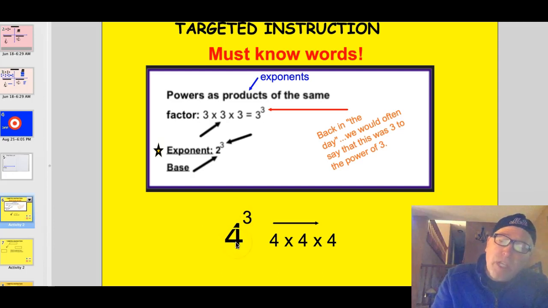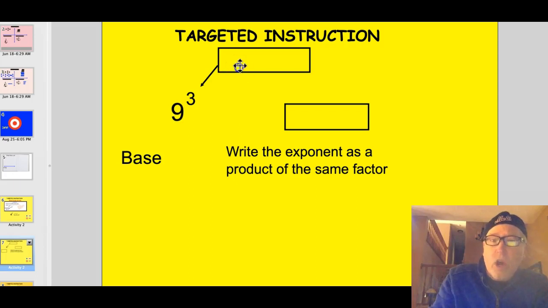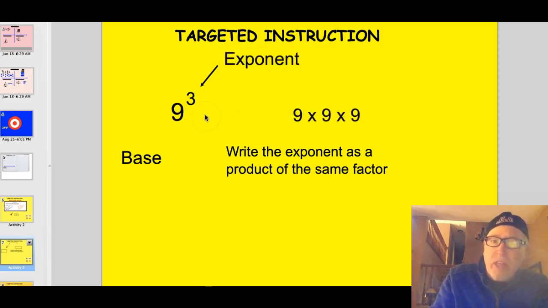So here's the first problem we'll take a look at. This is 4 to the third. If you wanted to evaluate that, or figure out what this is worth, you would take 4 times 4 times 4. You take the base and multiply it by itself 3 times. 4 times 4 times 4. So let's take a look at a problem here. We'll write this exponent as a product of the same factor. Well, our base here is 9. Our exponent is 3. So we're going to write that as 9 times 9 times 9. Base, 3 times, multiplying them all together. Write the exponent as a product of the same factor.